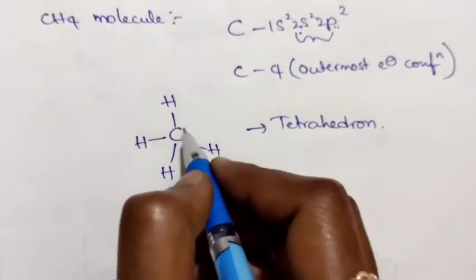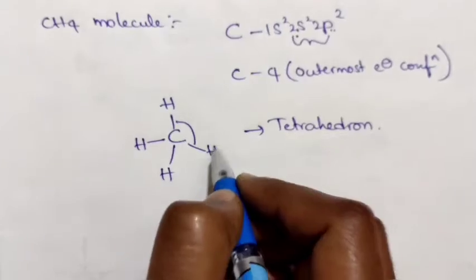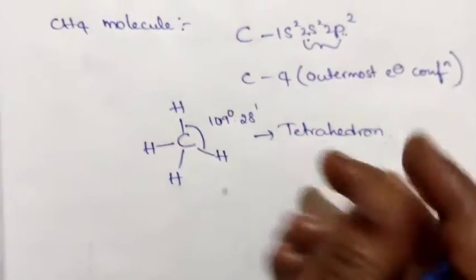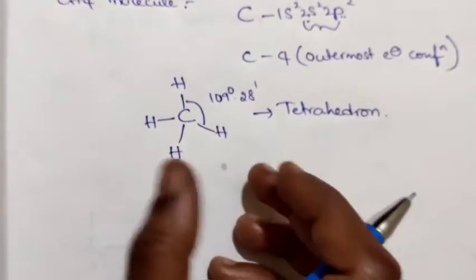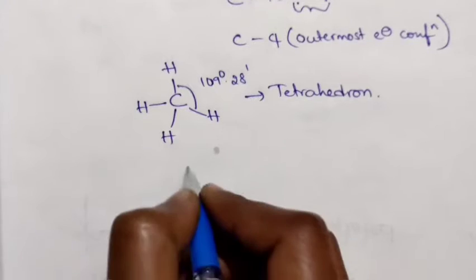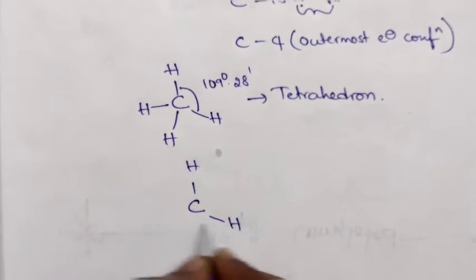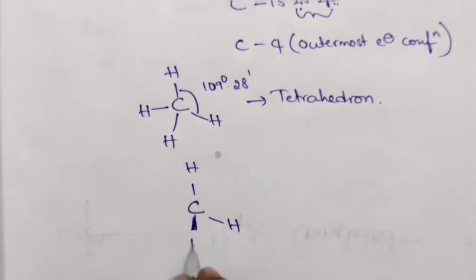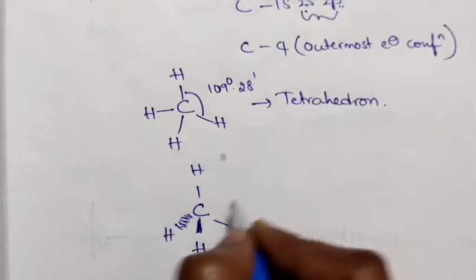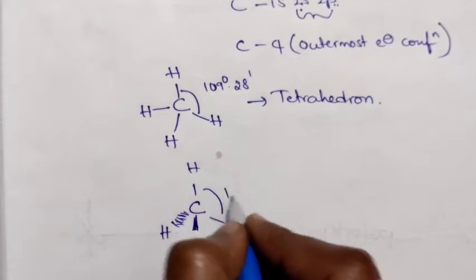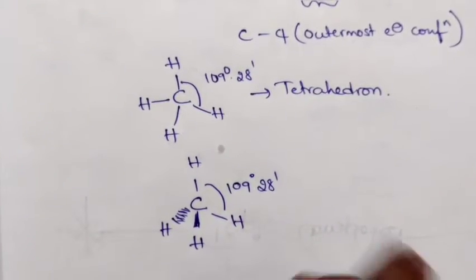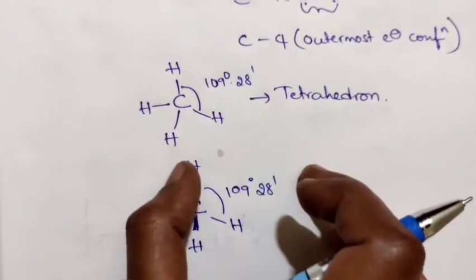And the bond angle between these H-C-H is 109 degrees 28 minutes. The 3D arrangement of this methane molecule is like this. Okay, this is the 3D arrangement of the methane molecule and the bond angle is 109 degrees 28 minutes. This is about the methane molecule.